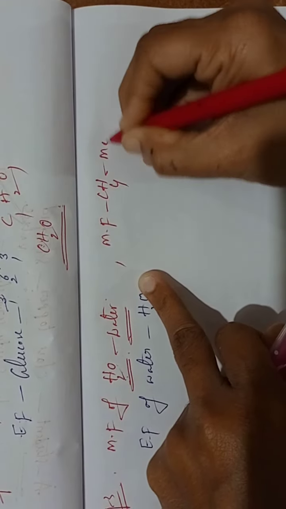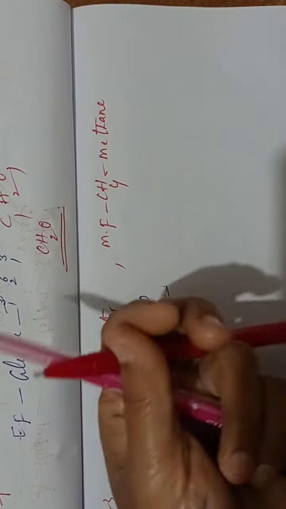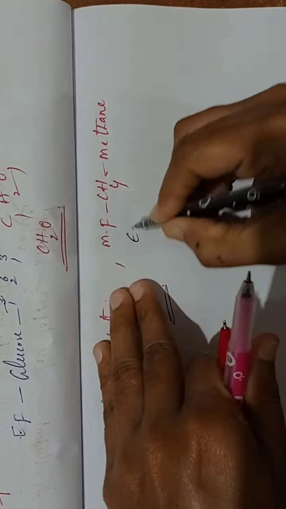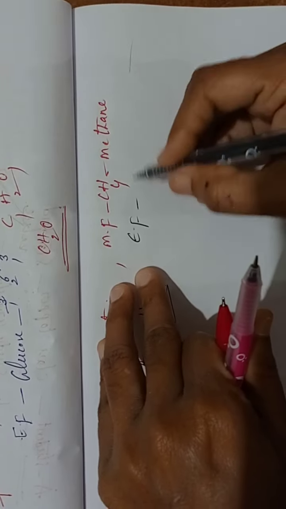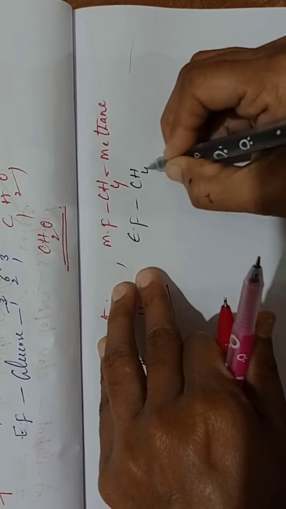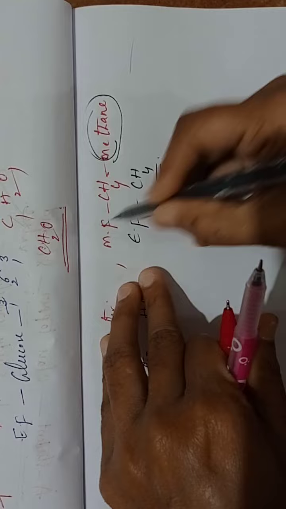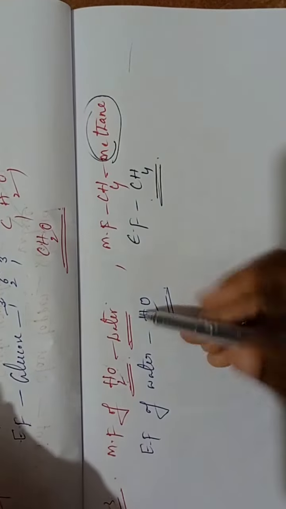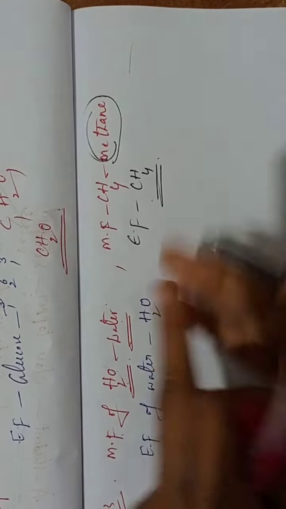See, after the molecular formula of water, the molecular formula of methane is CH4. What is its empirical formula, students? We cannot write it in a simpler form, so CH4 only is the empirical formula. That means for methane the molecular formula and empirical formula are the same, and for water the empirical formula and molecular formula are the same. We cannot write them in a simpler form.